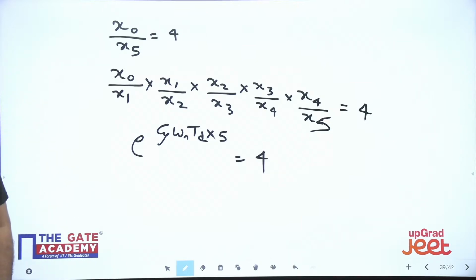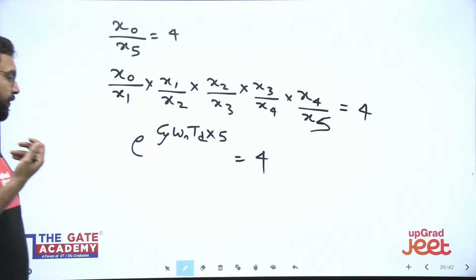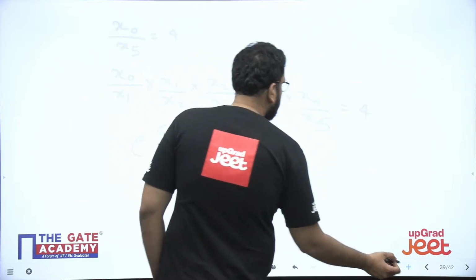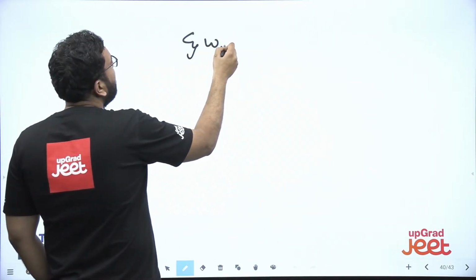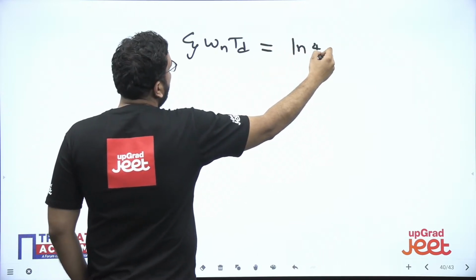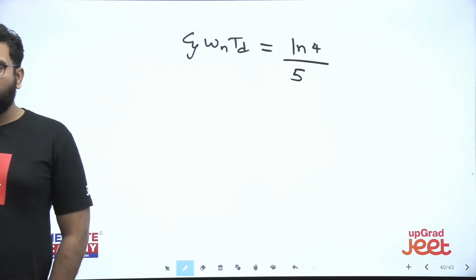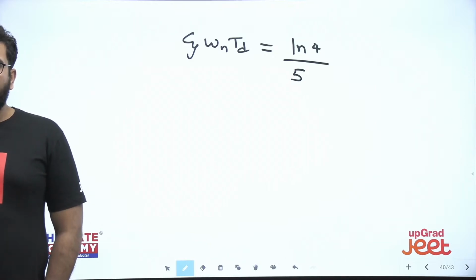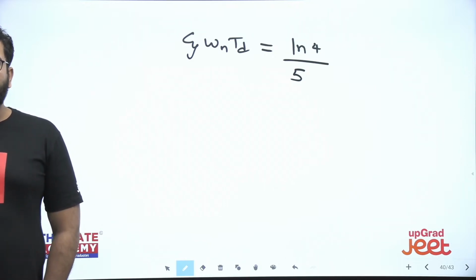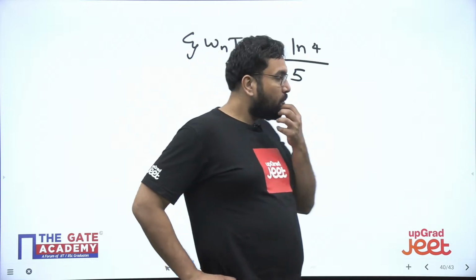Now what can be done? Now what can we do? We can take the log on both sides. Can we take the log on both sides? Yes or no? So if we take the log on both sides, we will be getting zeta omega n td is equal to log of 4 divided by 5. Is that fine to everyone? Please answer me. Right. So you will say, sir, how are we going to proceed from here.